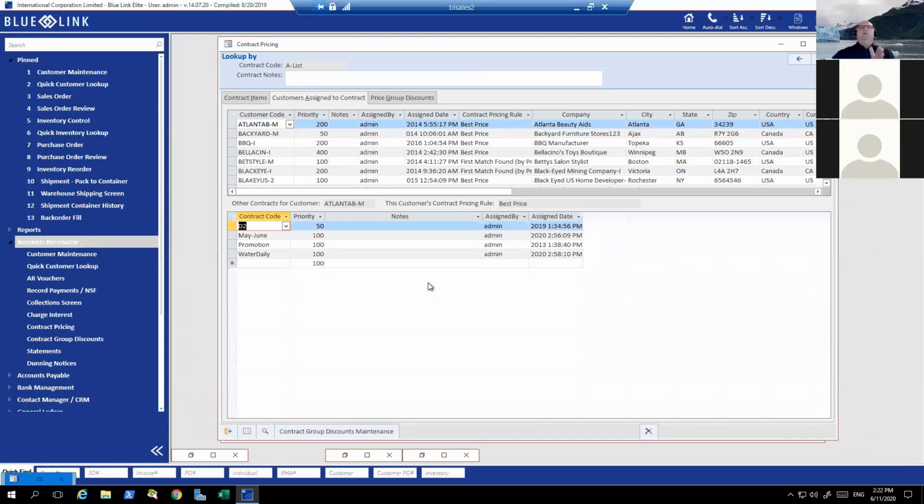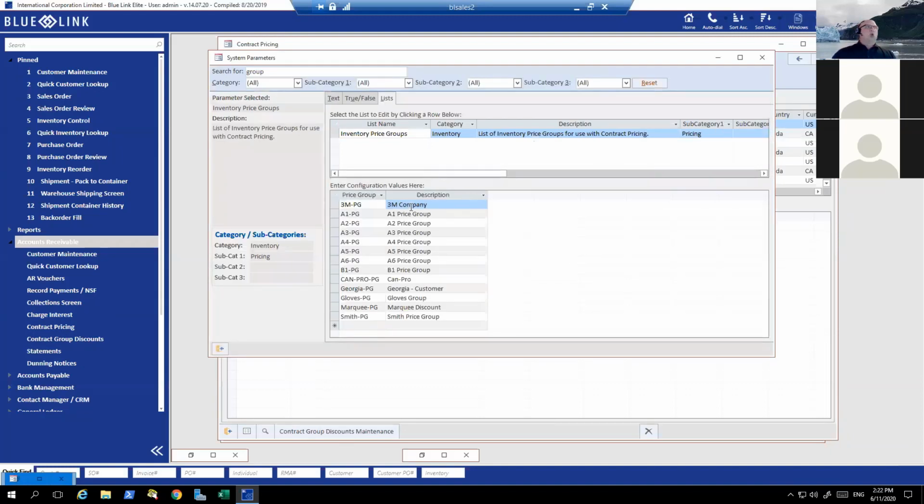One of the things that we're just talking about is a new pricing group that is not used very often, and that can be set up or assigned in the pricing group discounts. To actually use the pricing group discounting, I have to go to system parameters and tell the system which different pricing groups that I want.